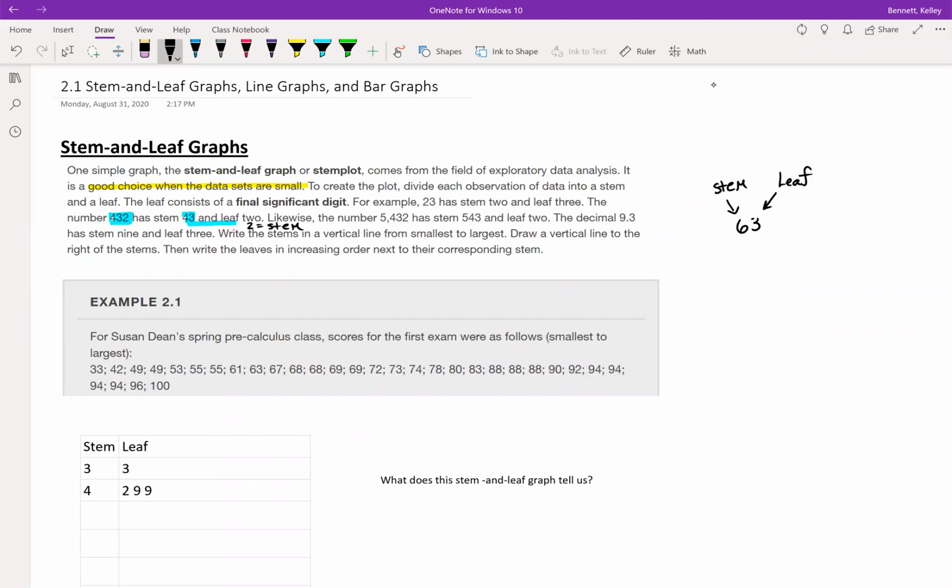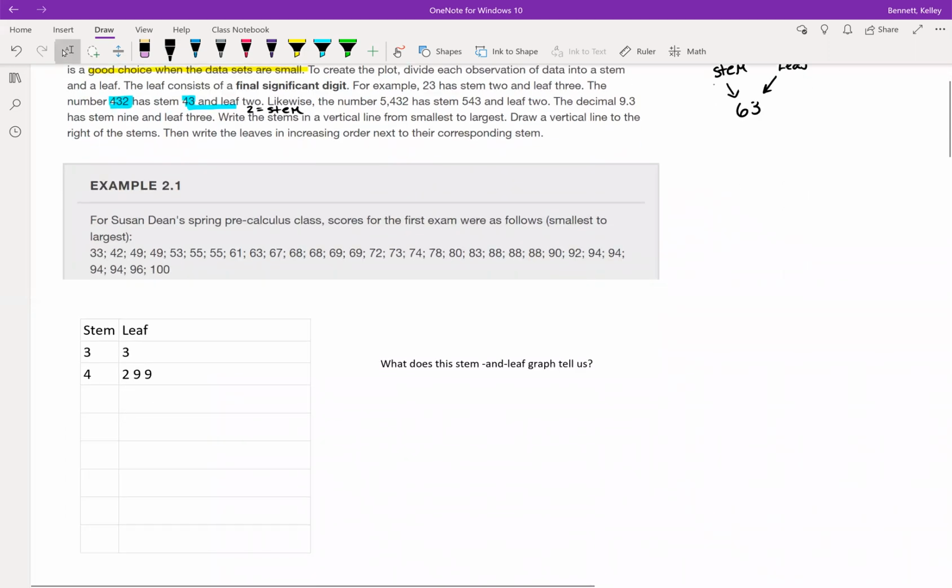So let's practice breaking these data into stem and leaf. This is a score for the first exam in a pre-calculus class. They've already ordered it for us smallest to largest. And so basically what we're going to do is go through each number and find our stem. Notice that we're going up by tens, right? So we have these stems here, underlining underneath each stem.